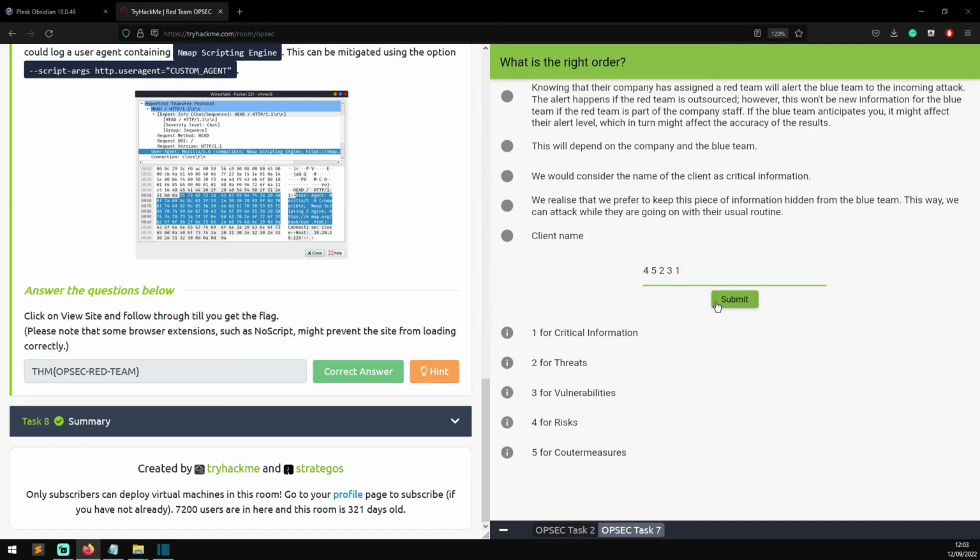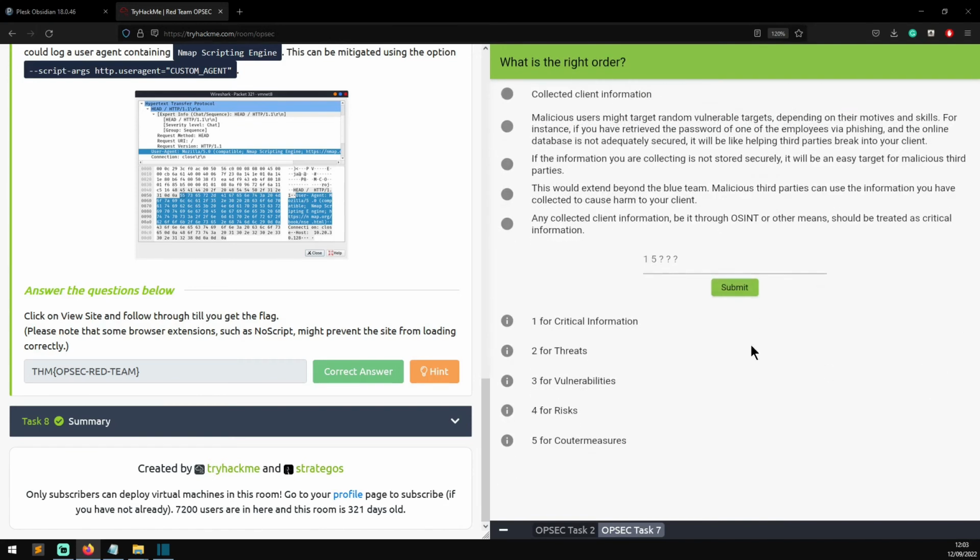Or maybe, like I say, this question format just isn't my area. I'm just not good at processing the information this way. I mean, come on, that first paragraph is insanely difficult to read. Knowing that the company has assigned a red team will alert. When a sentence is broken up like that and I can't understand it, it really affects my ability to process that information. But maybe that's just me. I'm sure you had no trouble getting through this, but yeah, I struggled with these challenges.